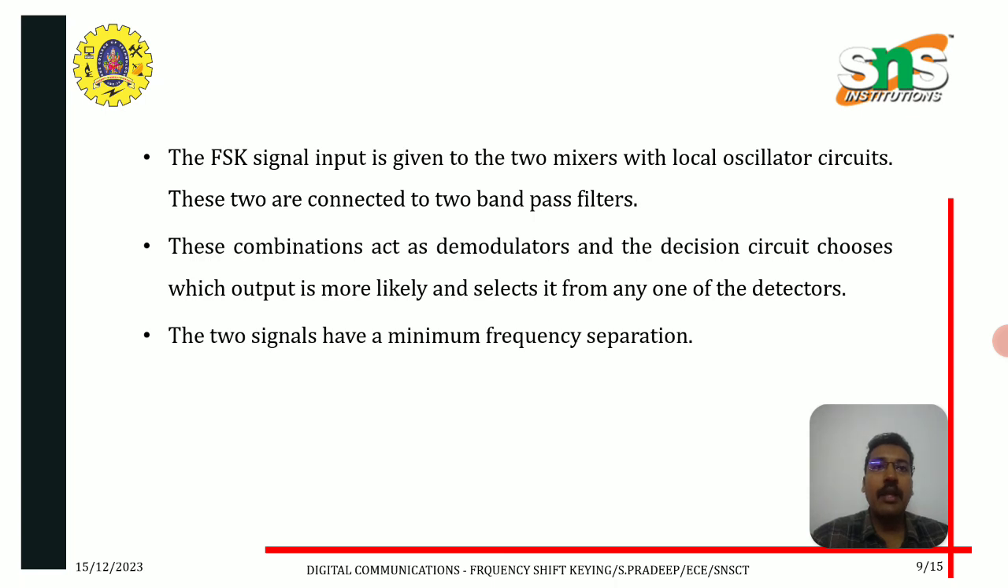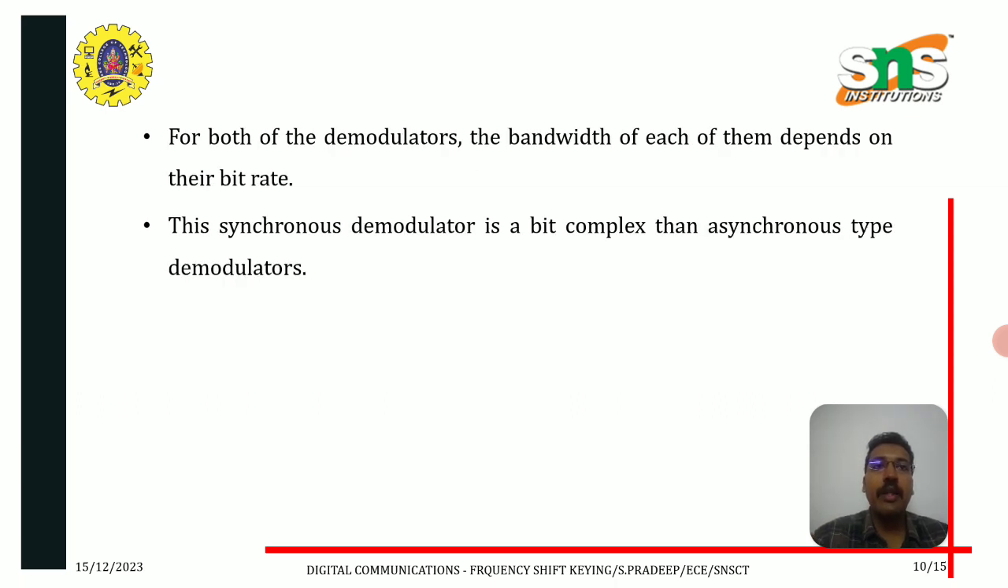The FSK signal input is given to the two mixers with local oscillator circuits. These two are connected to two band pass filters. These combinations act as demodulators, and the decision circuit chooses which output is more likely and selects it from one of the detectors. The two signals have a minimum frequency separation. For both of the demodulators, the bandwidth of each of them depends on their bit rate. This synchronous demodulator is a bit more complex than the asynchronous type of demodulator.